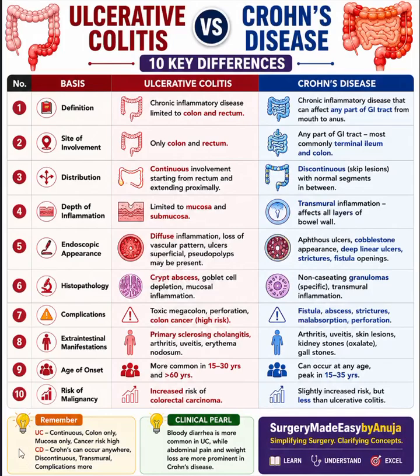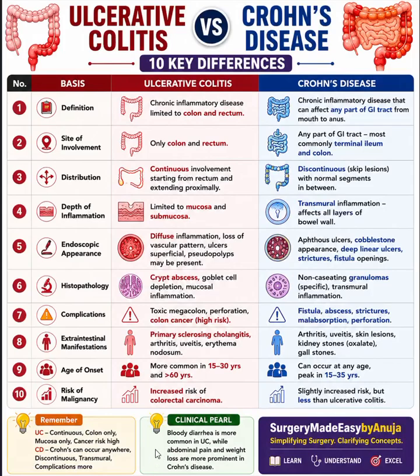So remember, in ulcerative colitis, the lesions are continuous. It involves only the rectum and colon. The layer that is involved is only the mucosa, and the risk of cancer is high. In Crohn's disease, it can happen anywhere in the intestine. The lesions are discontinuous, therefore, we have skip lesions and cobblestone appearance. The transmural complications are more here.